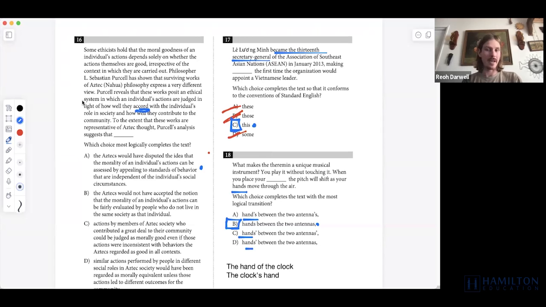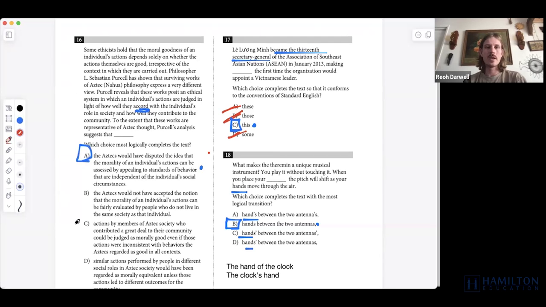relationship in society. Okay. To not do that is illogical or unsensible to an Aztec, right? To base it solely upon whether an action is quote unquote good or bad would be to refute or to go against their ethical standards. So A is correct. All right.